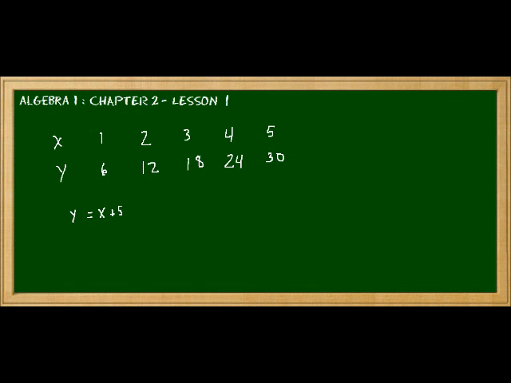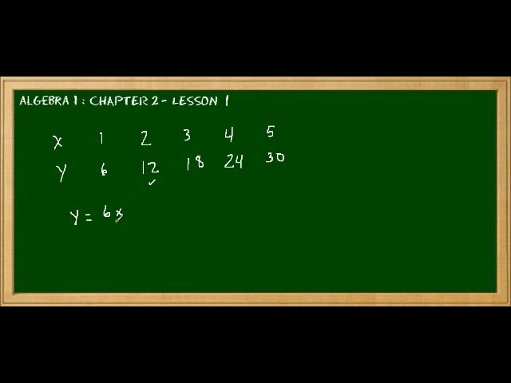Now what other expression might we say here? Well, we could certainly say y is equal to 6 times x, right? Because when we multiply 1, we get 6. So what happens when we do it over here? Well, we multiply x by 6, that would be 2, we'd get 12. Hey, it worked here, didn't it?